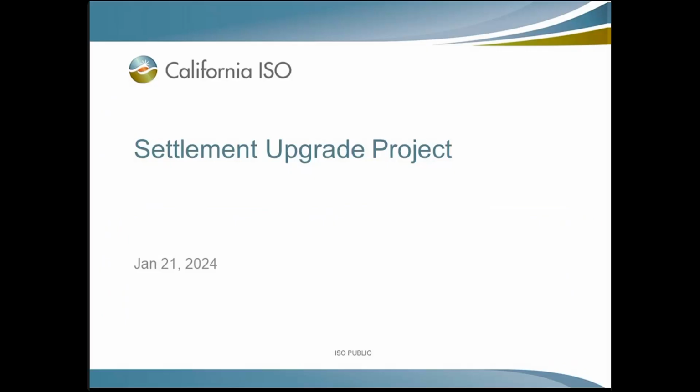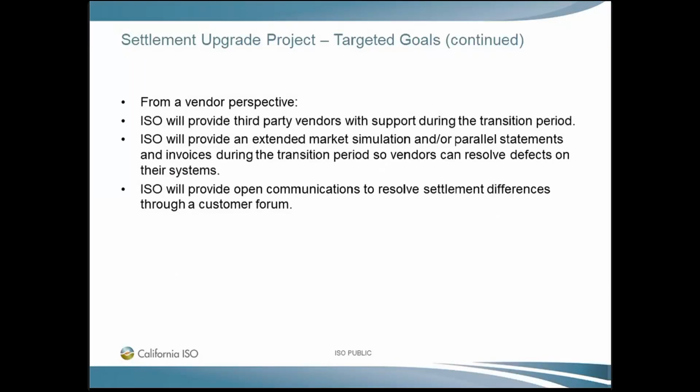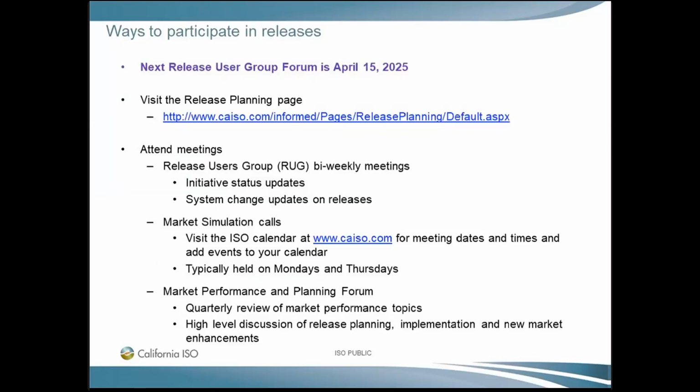I mentioned earlier that by the next release user group, April 15th, I'll try to have an update. I don't have an additional update now. This implementation for settlement upgrade, as I mentioned before, will be after DAME and EDAM, but we're specifying the schedule. So at this time, I'm anticipating no earlier than 2027, and then we'll work to communicate a rebaseline schedule as soon as we can.